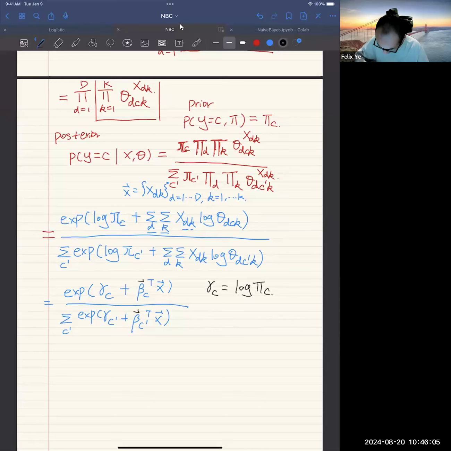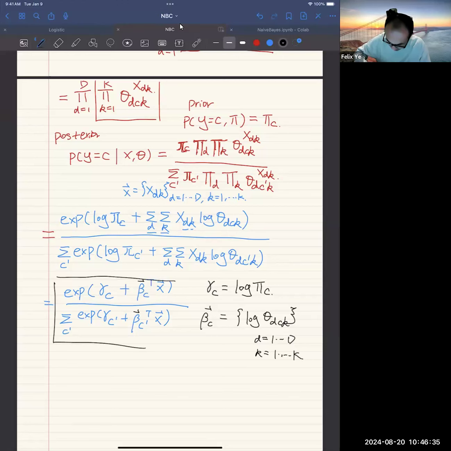This beta C is actually a vector right here. I'm going to vectorize the log of theta dck, where the D is 1 to D and K is 1 to K. So vectorize both the index of D and K. So what you got is exactly the multinomial and the logistic regressions with the softmax output.